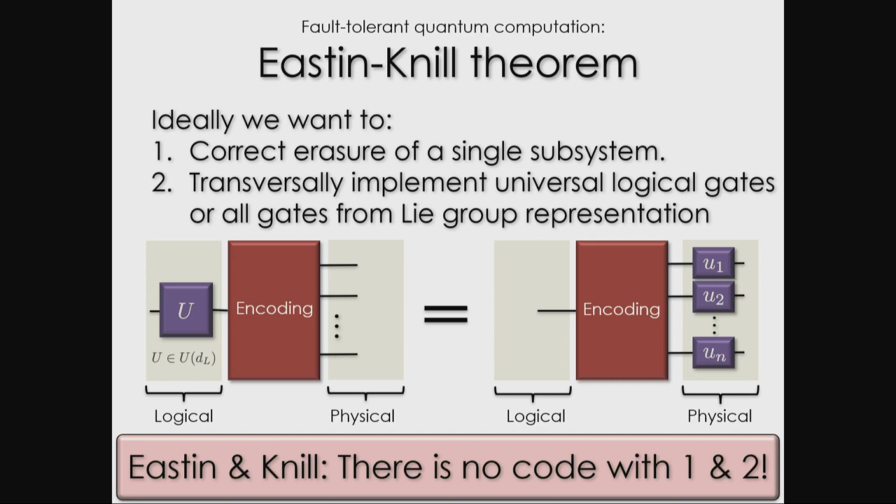And that would be favorable because then the errors in the implementation of any one of these physical operators will not propagate to other subsystems. So that would be nice to have. But it was shown that there is no code with these two properties.